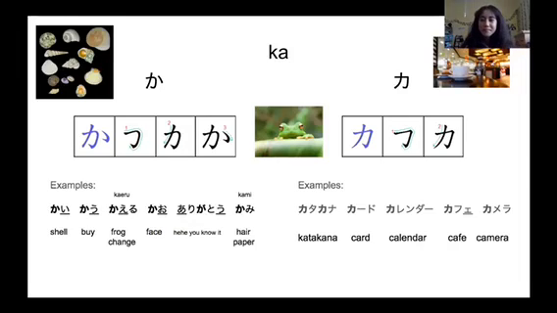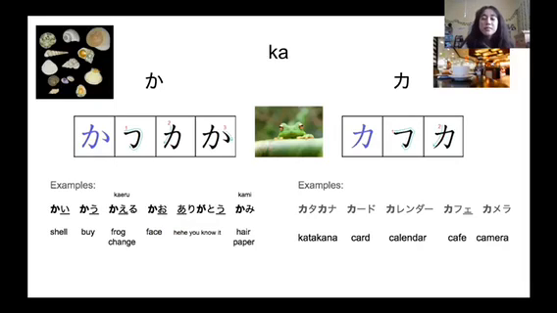Face, kao. And then we learned this one last week as well, which is arigato, thank you. Hair or paper is kami. It can also actually mean God, but to make it more proper, you put kami-sama.